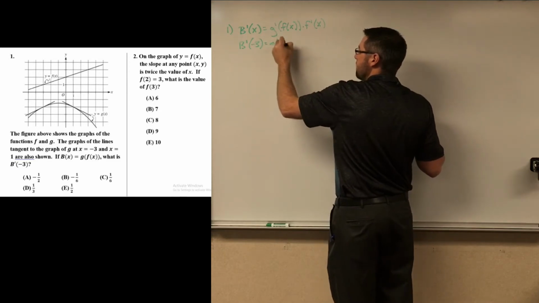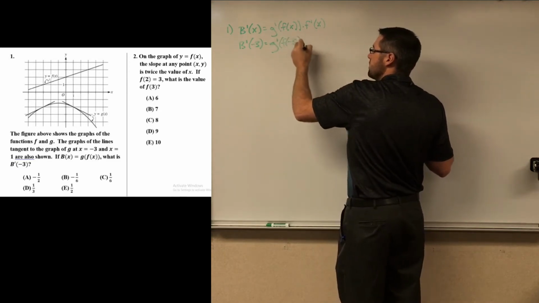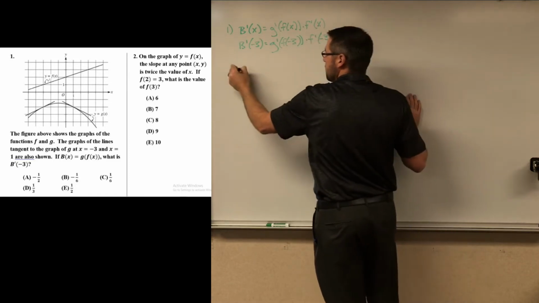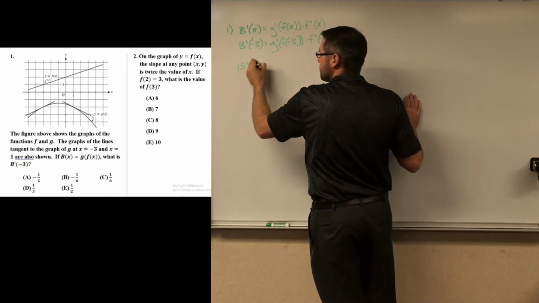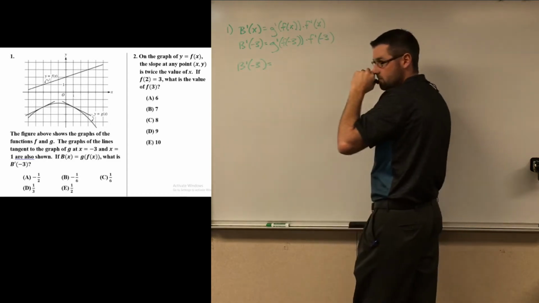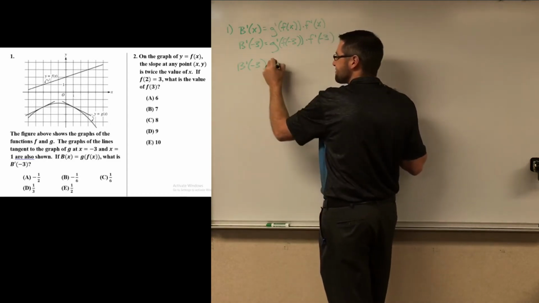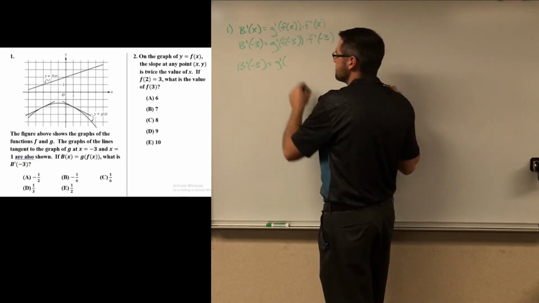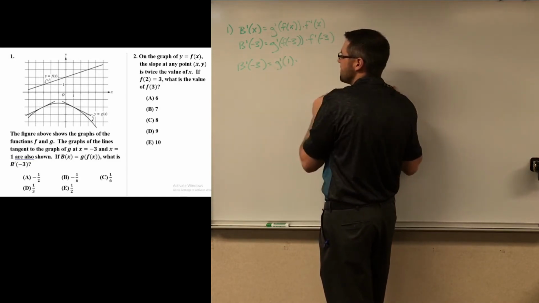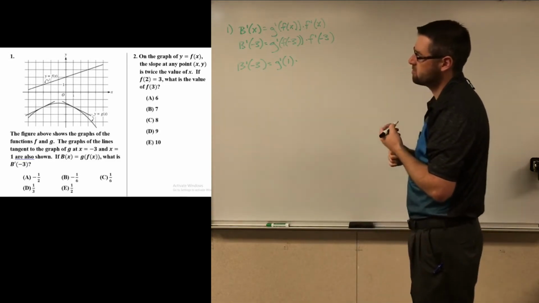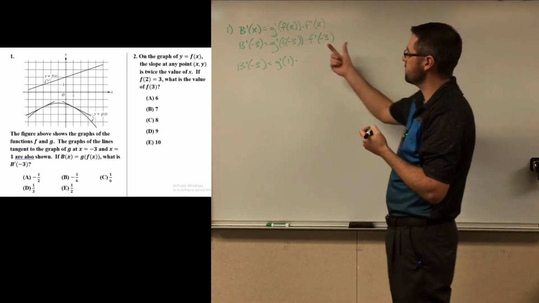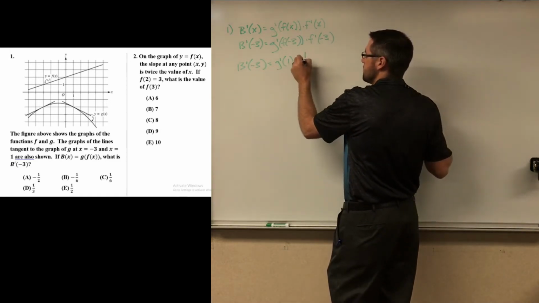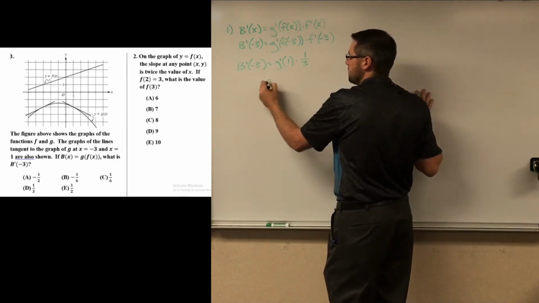So you got g prime of f of negative 3 times f prime of negative 3. Well, what do I know out of that? What's f of negative 3? 1. And then what's f prime of negative 3? Yeah, because we're looking for the slope of f at negative 3, so that's just, it's a line, so the slope of a line, 1/3.